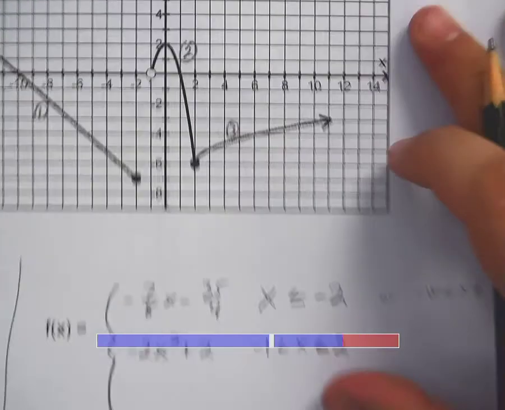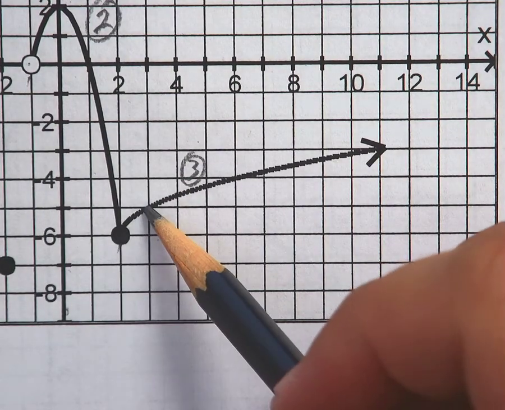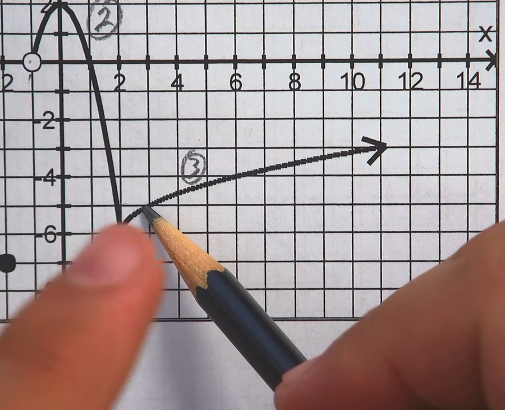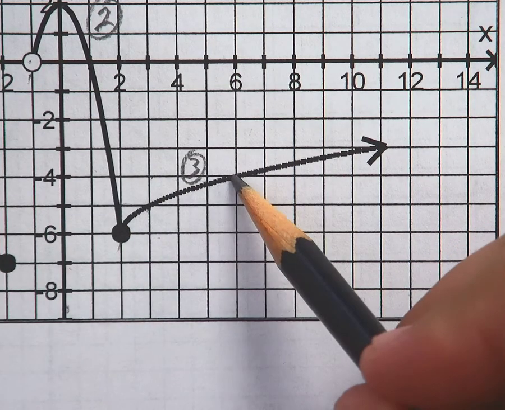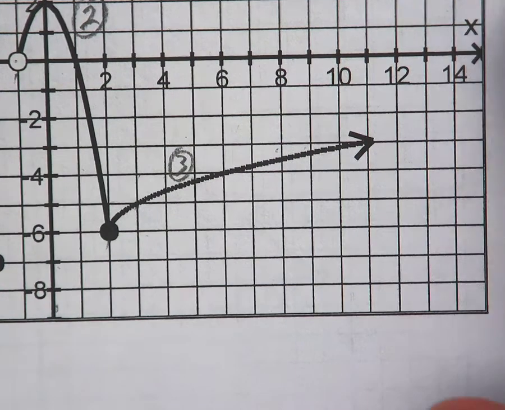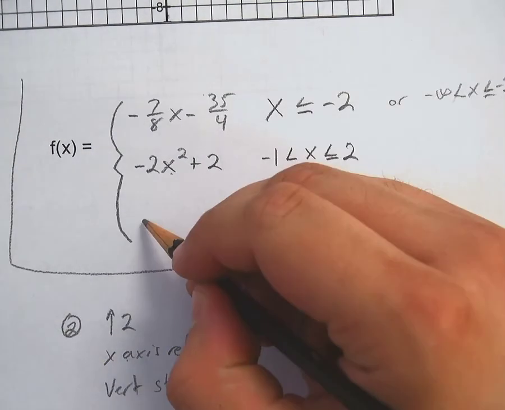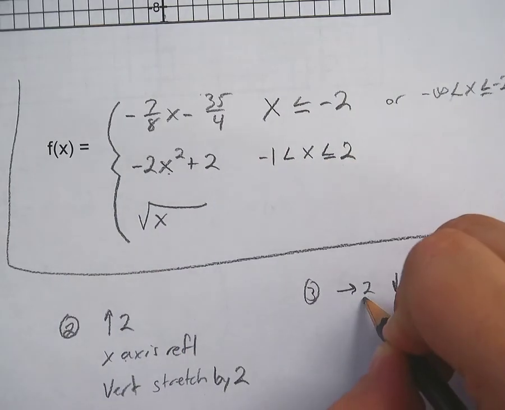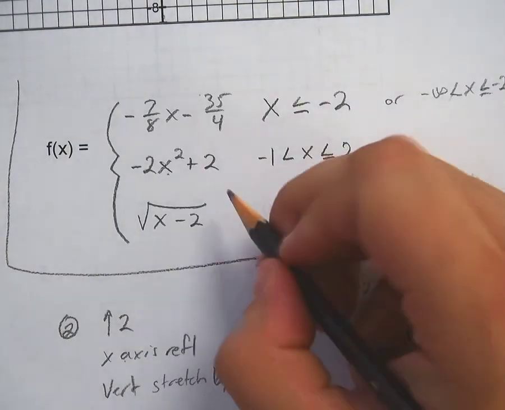So I'm going to zoom in here so you can get a good little glimpse at it. Here's my next good point. It looks like up 1 over 1, so it might not be changed in size at all. If that's the case, this should go up 1 and over 3 again. Let's see if it does. Up 1 over 1, 2, 3. Looks good. Up 1 over 1, 2, 3, 4, 5. Looks good. So I'm not changing in size, so all I have to do is go right 2 and down 6. So it's the square root of x minus 2, minus 6.